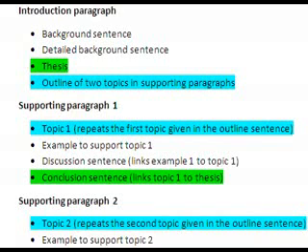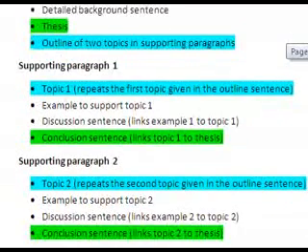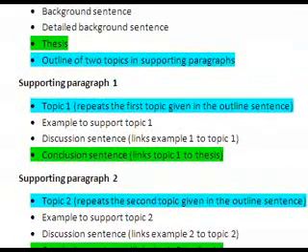Following the thesis, you have the outline of the two topics that will support your thesis in the supporting paragraphs, supporting paragraph 1 and supporting paragraph 2. That's the introduction paragraph. Now, if we look to supporting paragraph 1, it starts with a topic, and this topic was first presented in the outline of the two topics in the last sentence of the introduction paragraph. So you can see here in blue linked together.